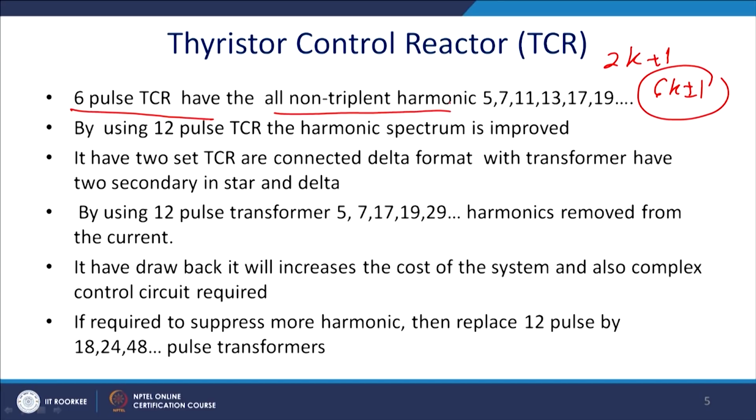Similarly, if you use the 12 pulse TCR, we will see the structure in the next slide, that harmonic spectrum will be improved to 12k plus minus 1. So, instead of having 5, 7, we will have 11, 13, thereafter 23, 25 and so on. So, there is a huge shift of the spectrum, and ultimately the power system is essentially a low pass filter, it will eliminate the higher order harmonics very simply.